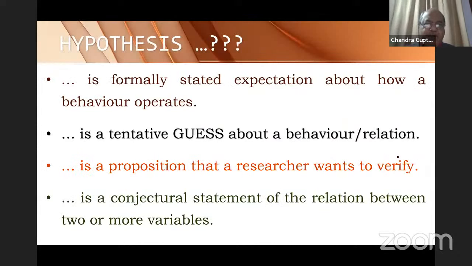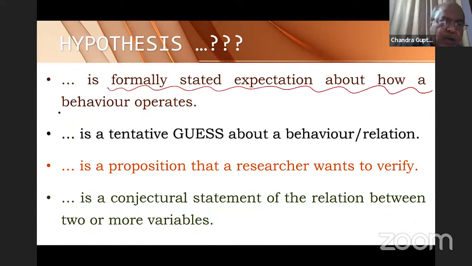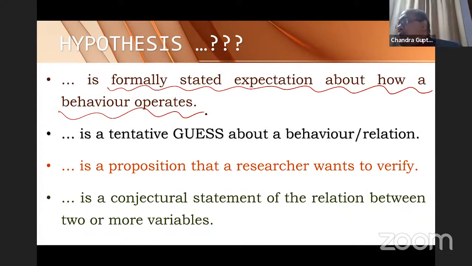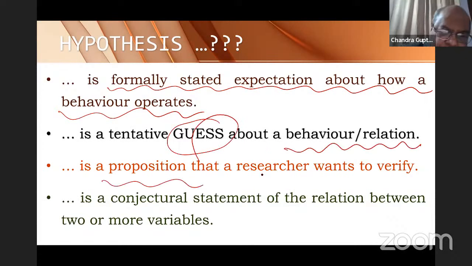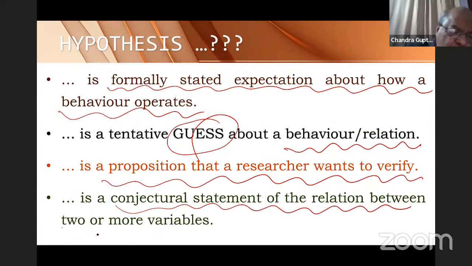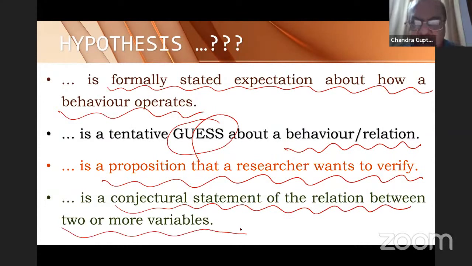When we talk about hypothesis, we define it as formally stated expectations about how a behavior operates. Charu is saying if we are using net assets, market share, size, etc. variables, it's ratio data. Yes, Charu, you're right. These are all examples of ratio data. Hypothesis is a tentative guess about a behavior or a relation. It's a proposition that a researcher wants to verify. It's a conjectural statement of the relation between two or more variables. What is it that you want to check and test? That will be put on test. That is your hypothesis.